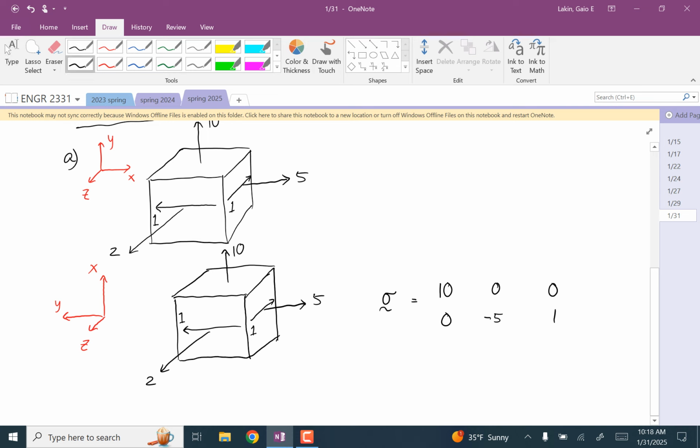And then for z, we have nothing in the x direction. We have this 1 in the direction of positive y. And we have 2 for z.